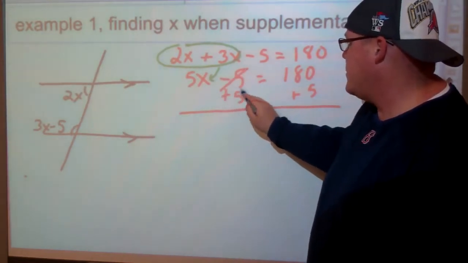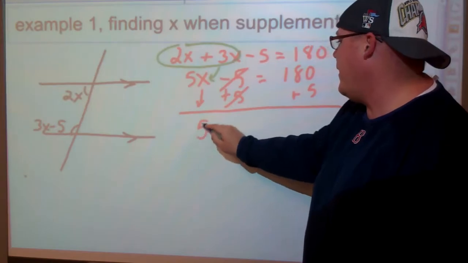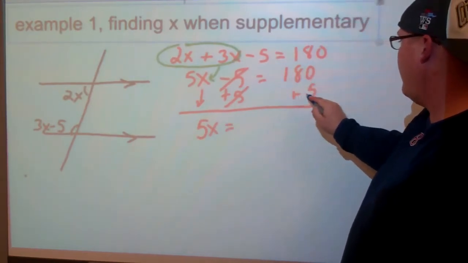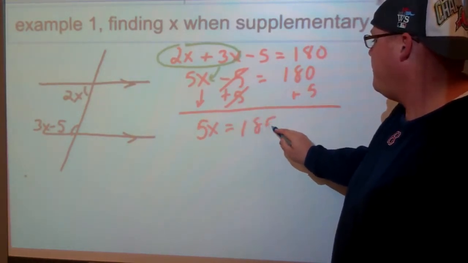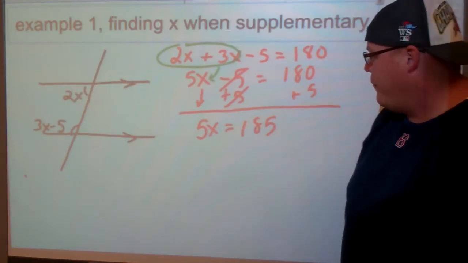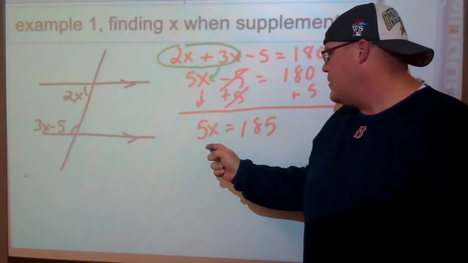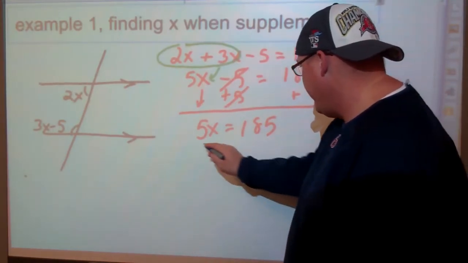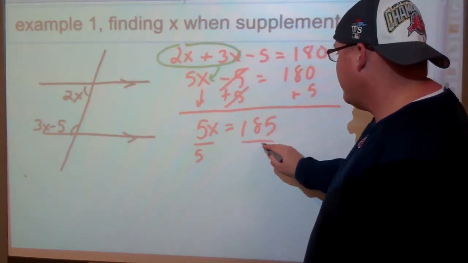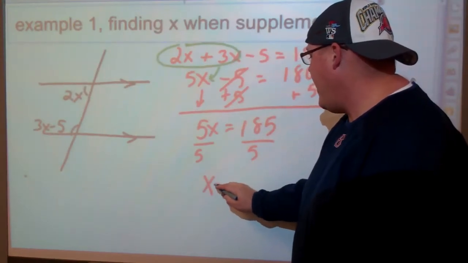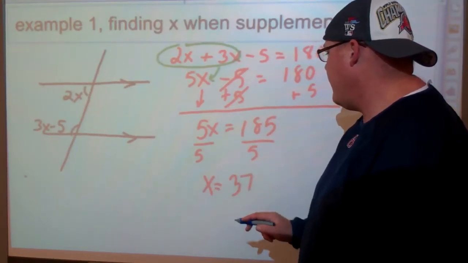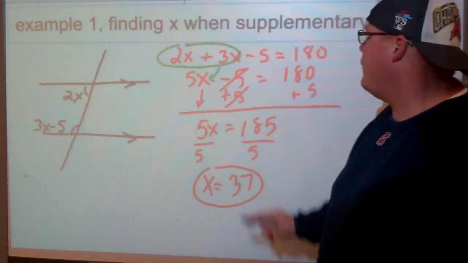So these two cancel each other out. 5x equals 180 plus 5, 185. So now I'm left with 5x equals 185. This is a multiplication problem, 5 times x, so the opposite of that is division. I will divide by 5, divide by 5. x equals 37. So that's how we would find x.